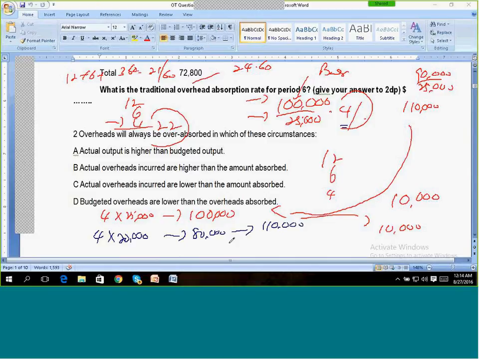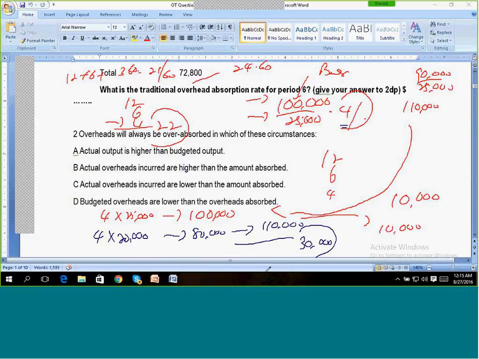110. So the under absorption is for two reasons. You have overspent, and you have properly utilized your machine now. So both things went wrong. You have the absorption of 30,000.